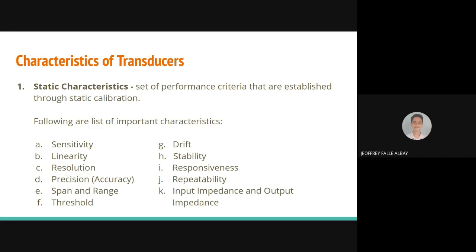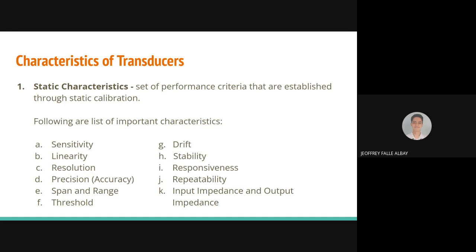So moving on, characteristics of transducers. Transducers can be further classified into two types, static and dynamic. So first, the static characteristics are a set of performance criteria that are established through static calibration. An example is the description of the quality of measurement by essentially maintaining the measured quantities as constant values or varying very slowly. So the following is a list of some of the important static characteristics.